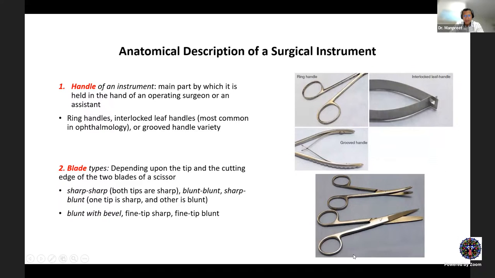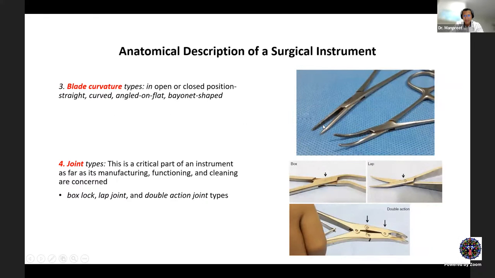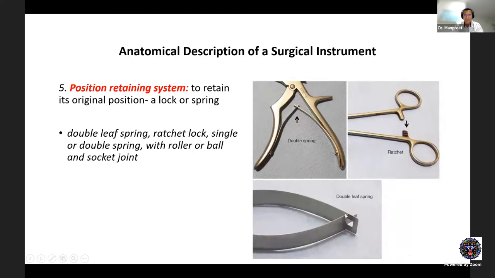So I'll just go back. When you are going to describe, start with the handle of the instrument, go to the blade, then go to the blade curvature, you can say along with that. And the joint types. What is the type of joint?